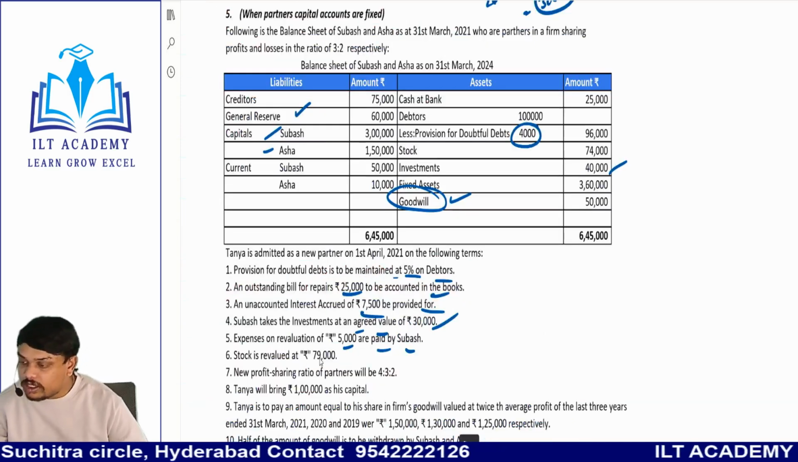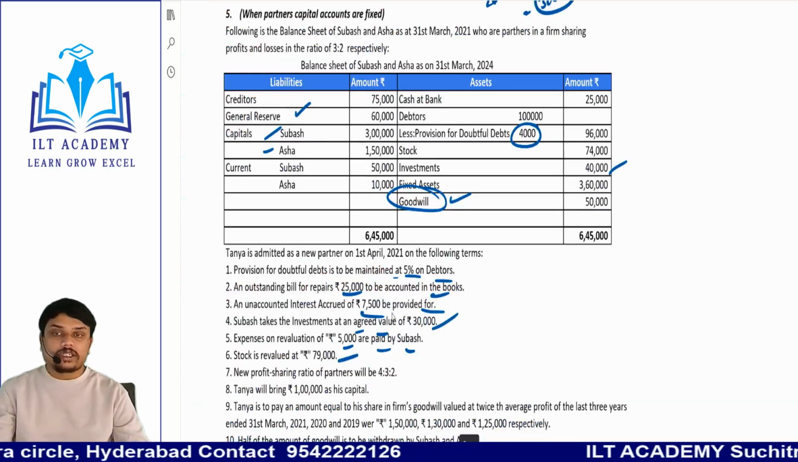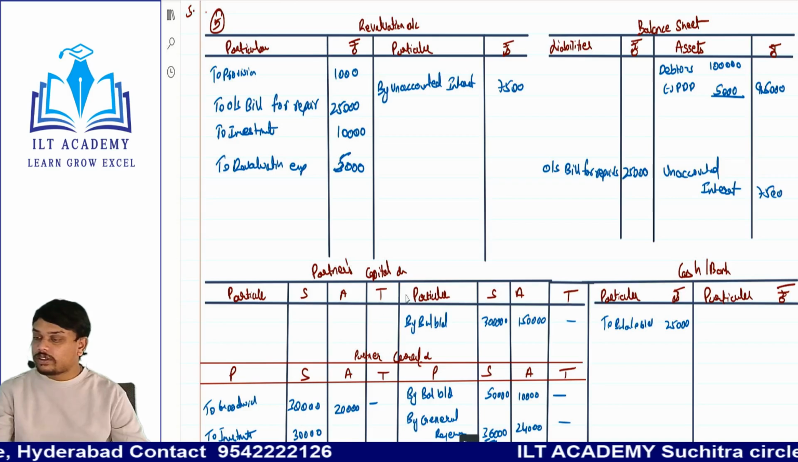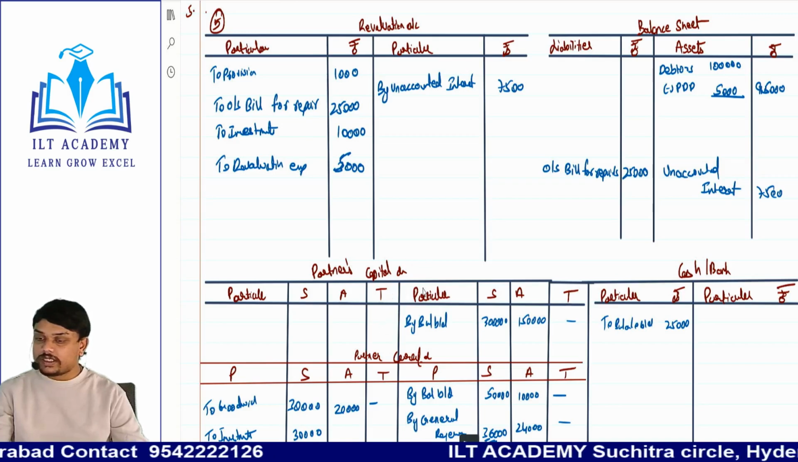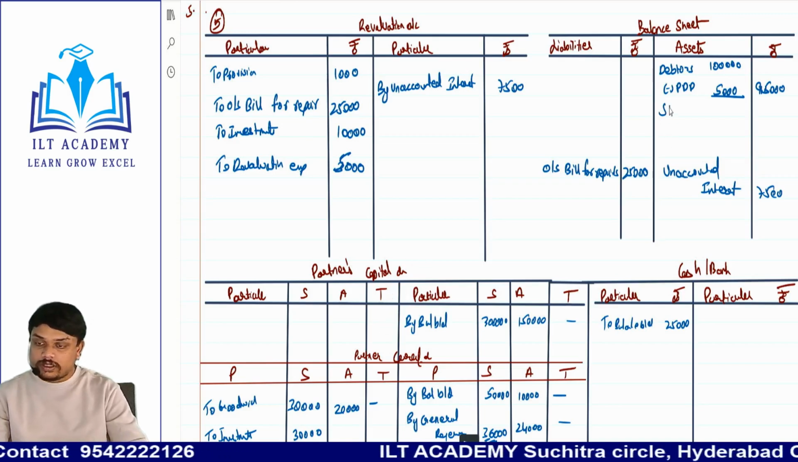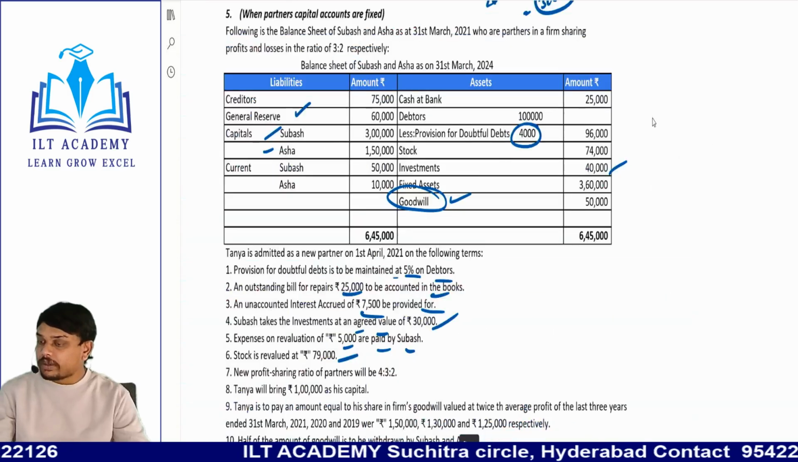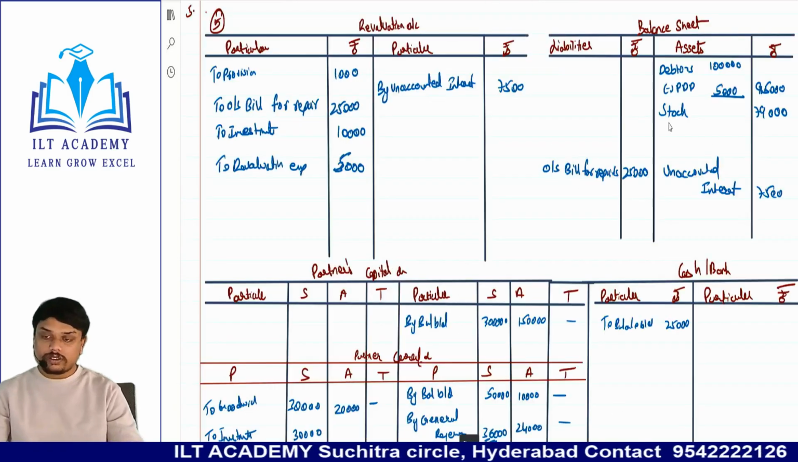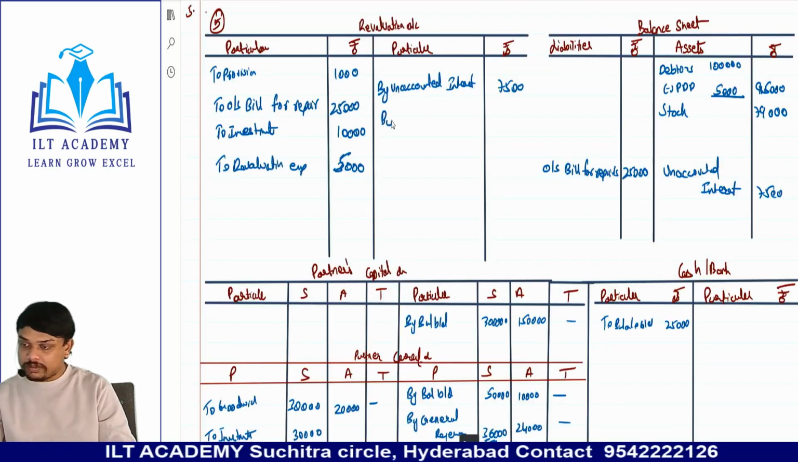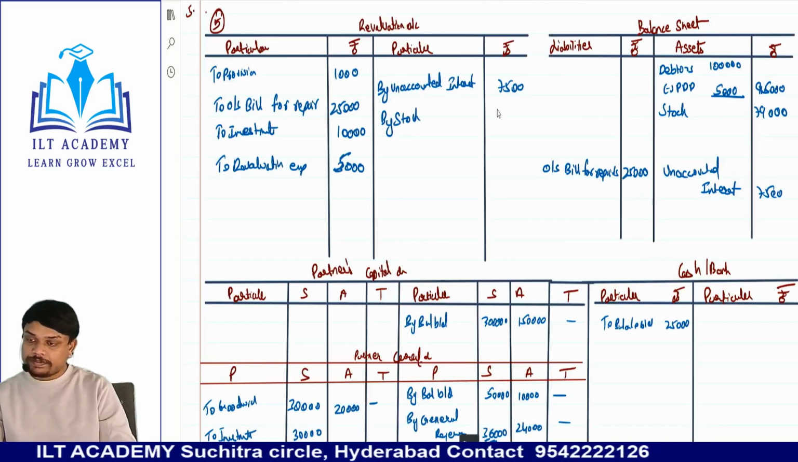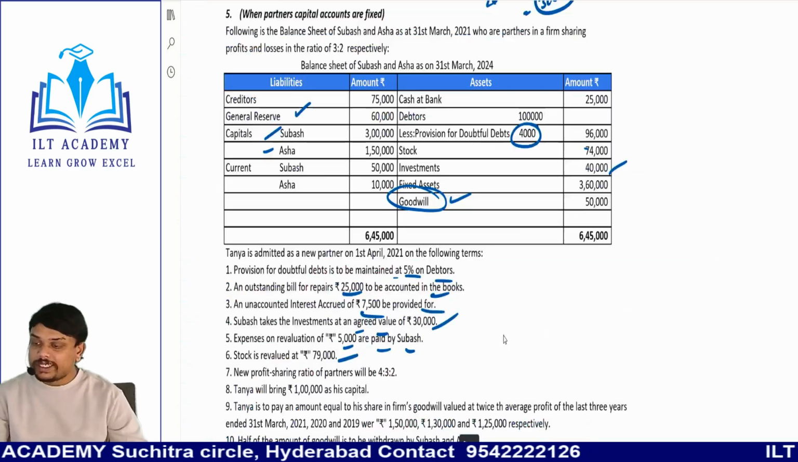5,000 is done. Next, stock is to be revalued at 79,000. Revalued at 79,000. Now compare with the previous value of 74,000. So stock is getting added by 5,000. Any doubts?